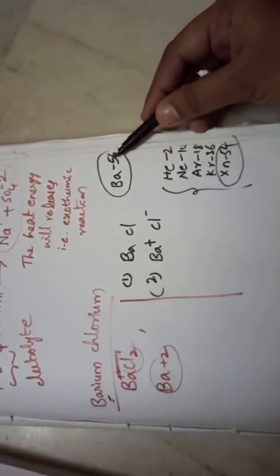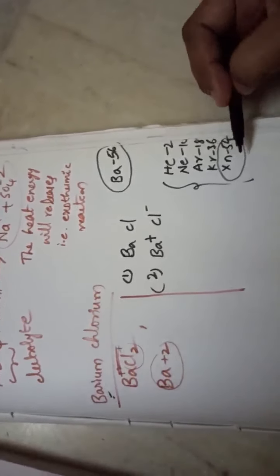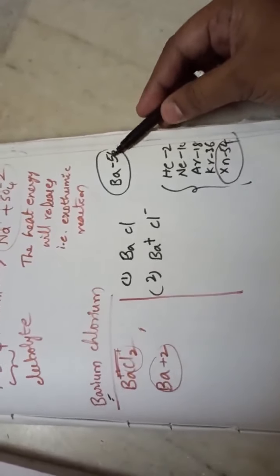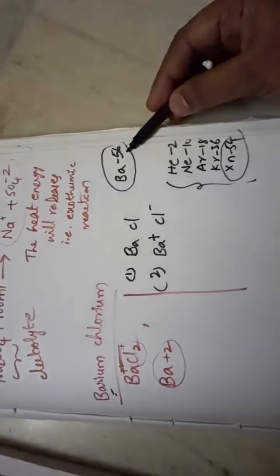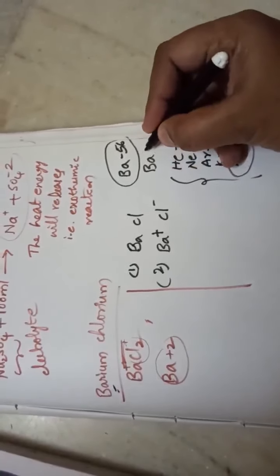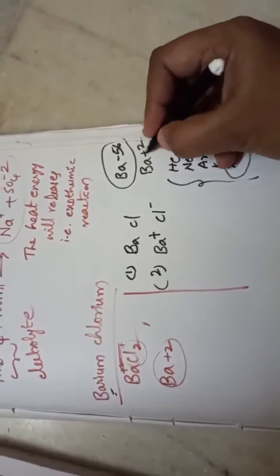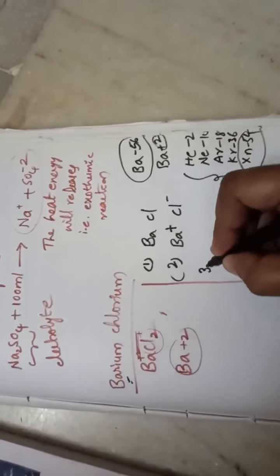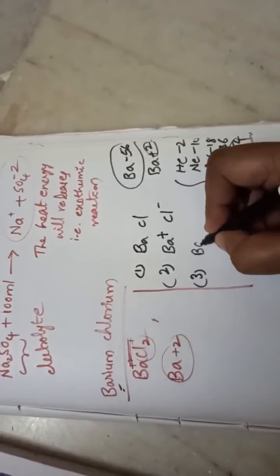That's why it has 2 electrons more than xenon. That's why it will lose 2 electrons and become a cation. So barium's valency number is 2, plus 2 valency. That's why here in the third step we will get Ba2+.